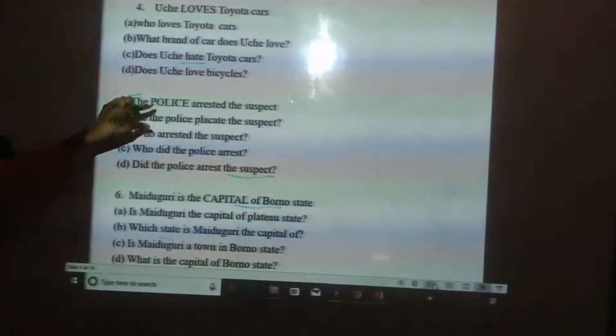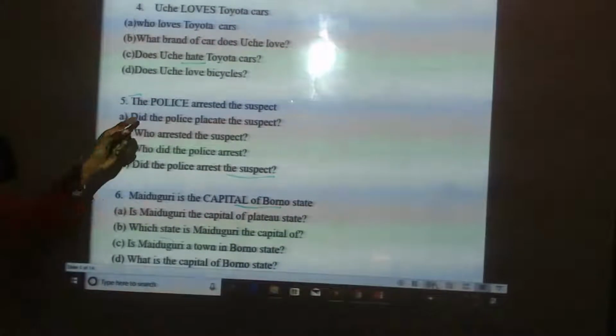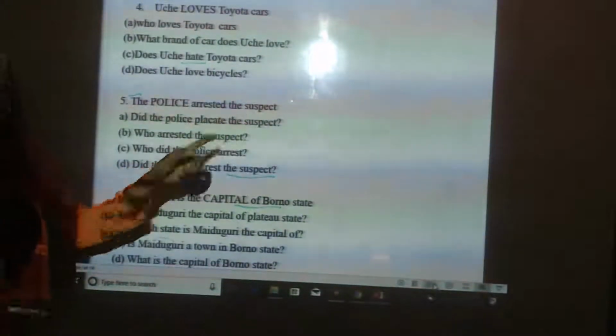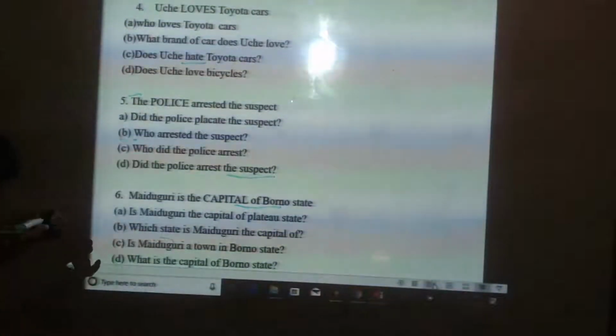Because we don't have the police here and it's answering the question, who arrested the suspect? The answer would be the police arrested the suspect. So B is our answer.